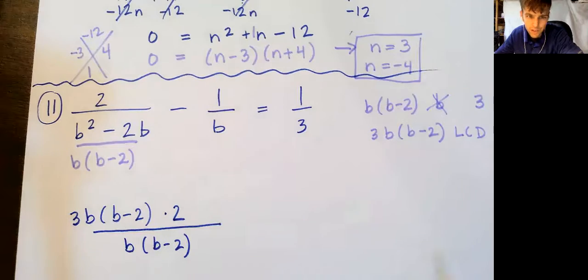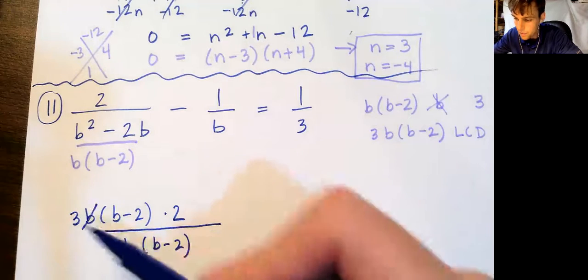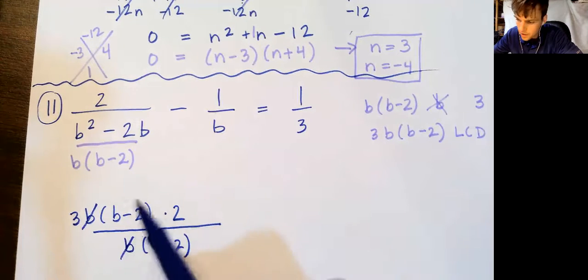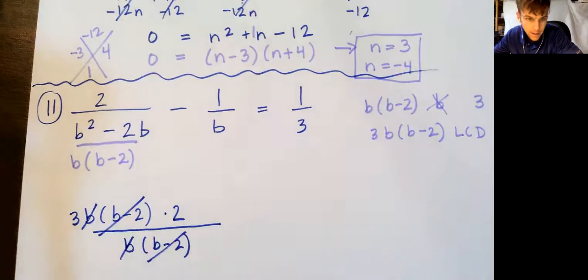You can see on this first one that a lot is going to cancel out. The b is going to cancel out. The b minus 2 is going to cancel out. And we're going to be left with very little.